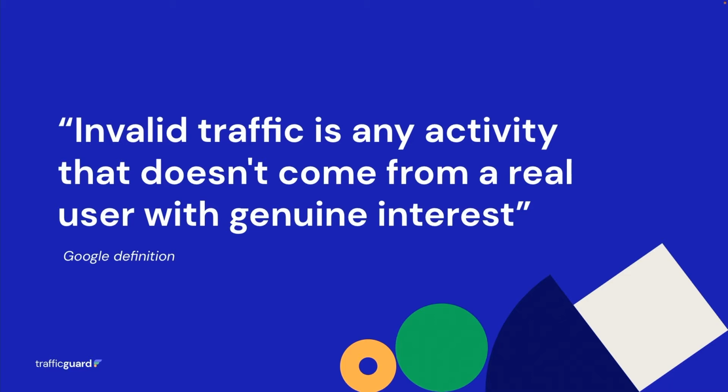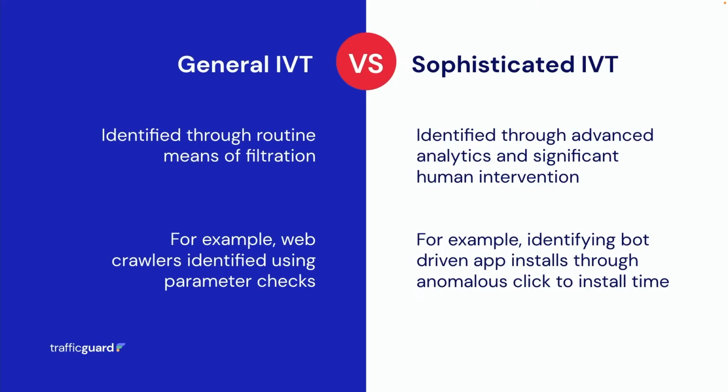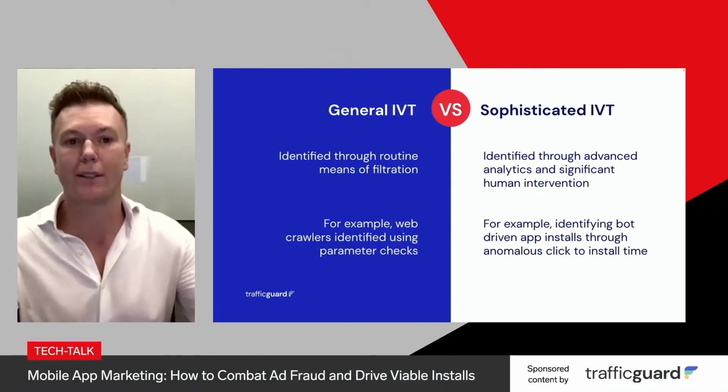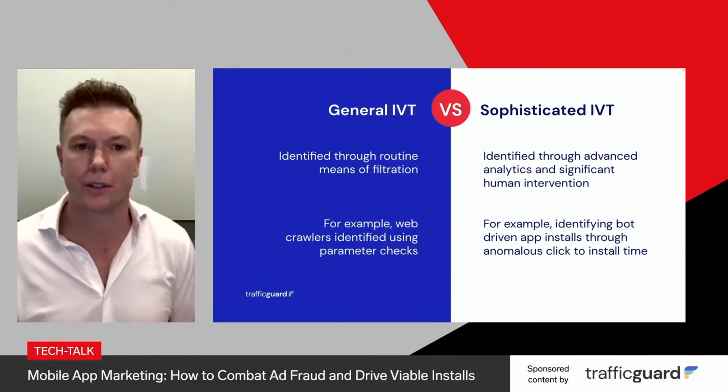So Google will tell you that invalid traffic is any activity that doesn't come from a real user with genuine interest. A real user with genuine interest. And if you think back to that 3 in 10, those 1 in 3 ads which are actually clicked on by bots, they are not real users and they don't have genuine intent. And so that's the kind of ad fraud you want to take out of your marketing ecosystem.